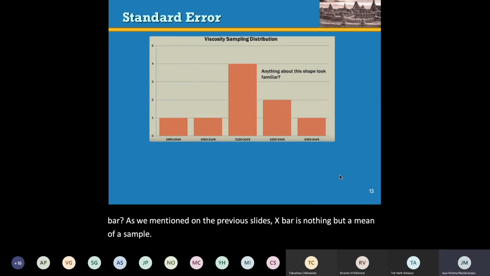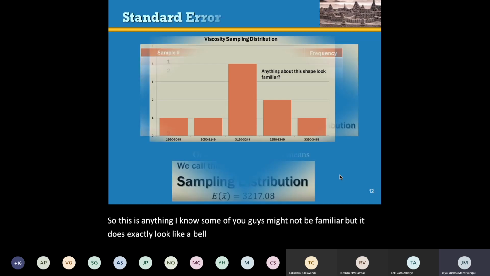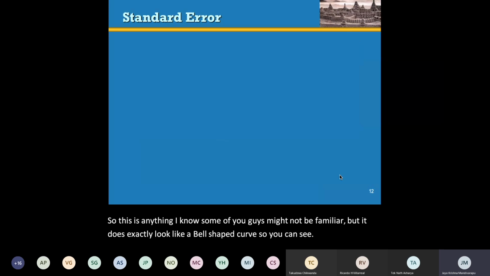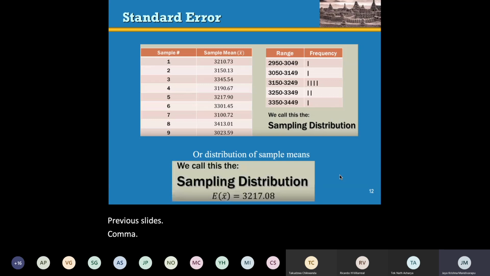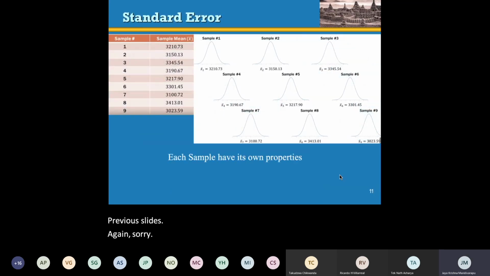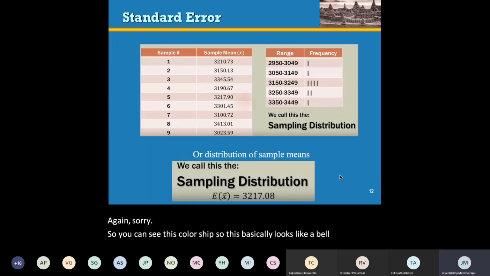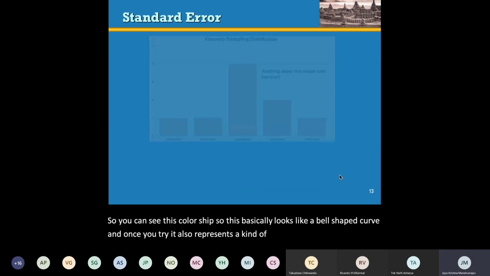I know some of you might not be familiar, but this does look exactly like a bell shaped curve. You can see this curve shape in the previous slides. So this basically looks like a bell shaped curve, and once you draw it, it also represents a bell shaped curve.